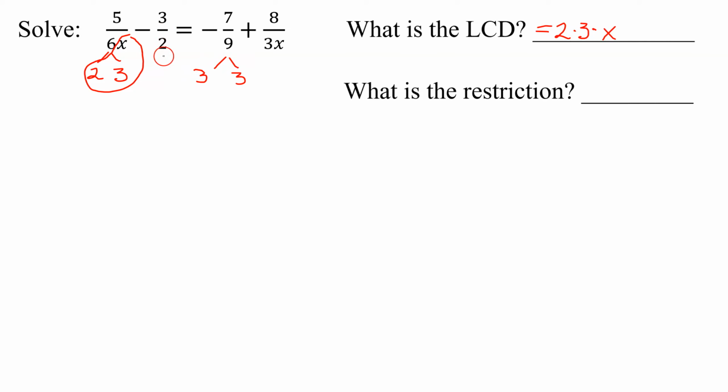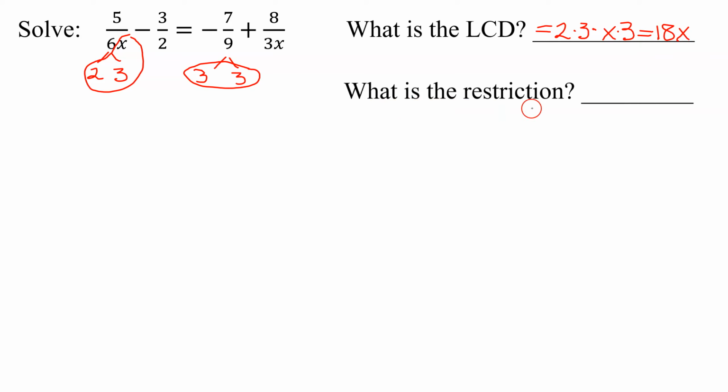You go to your next denominator. It's a 2. Do I already have one? Yes, I don't need another. Go to your next denominator, that is 3 times 3. Do I already have 3 times 3? No, I only have one 3, so I have to multiply by a second 3 to get my 9, which is 3 times 3. Lastly, do I have a 3 and an x? I already have a 3 and an x. So I found my LCD. It's 2 times 3 is 6, 6 times 3 is 18, so it is 18x.